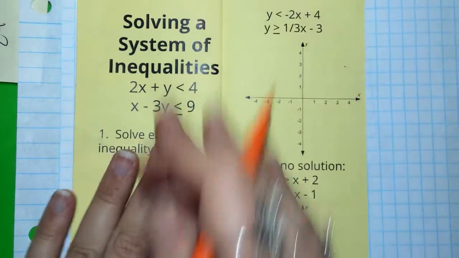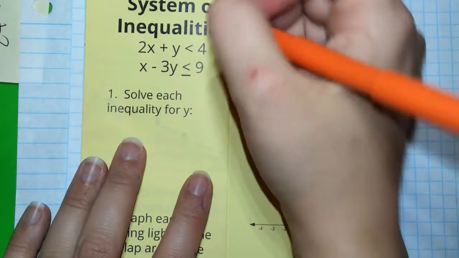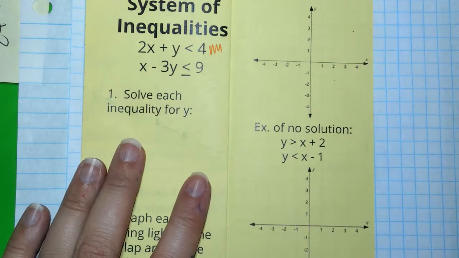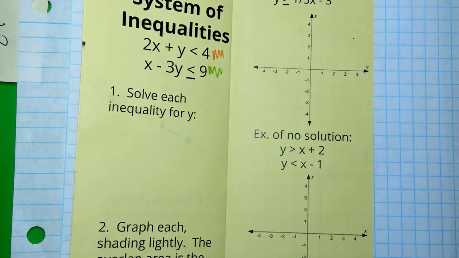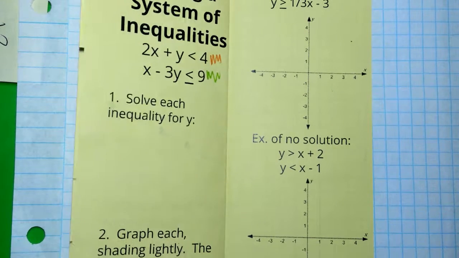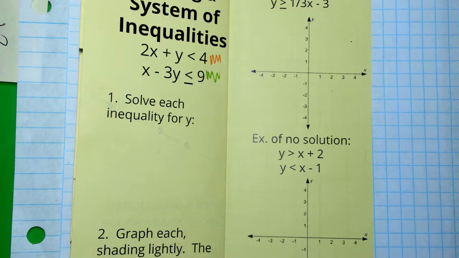Alright guys, so first we have to solve each inequality for y. So I'm going to solve this guy in orange, and then I'm going to solve this guy in green. Now if I'm talking and you're talking, how are you learning? You're not. So what should you be doing?